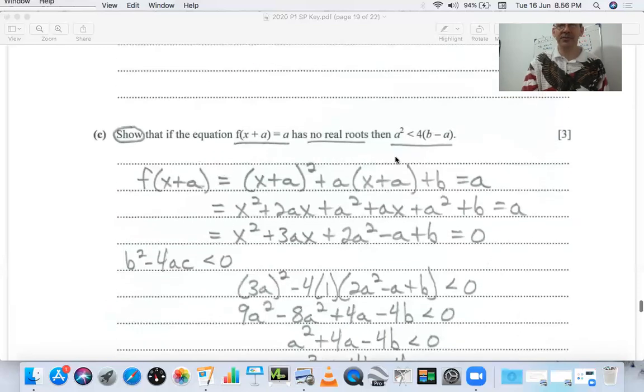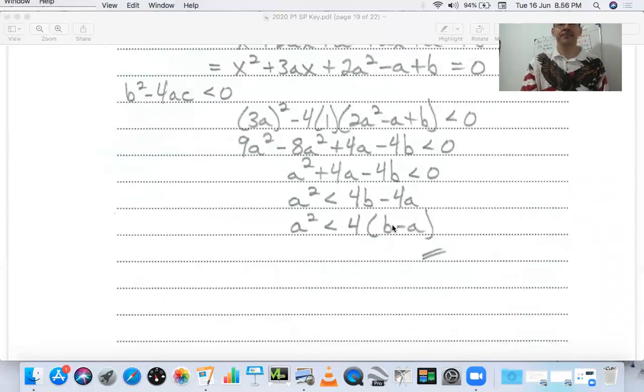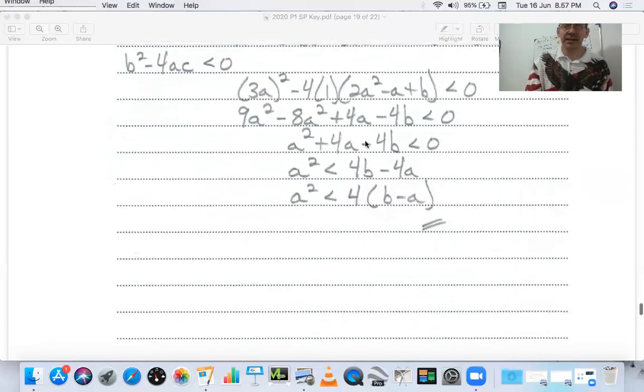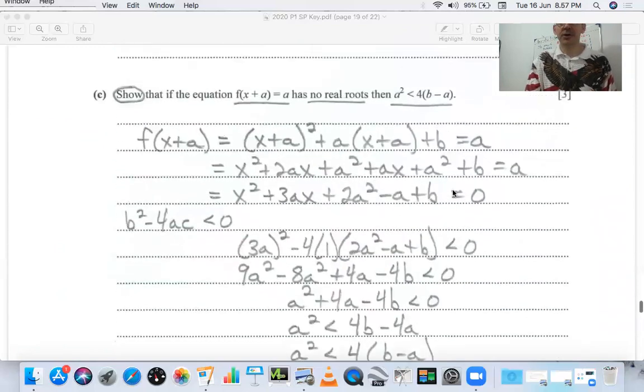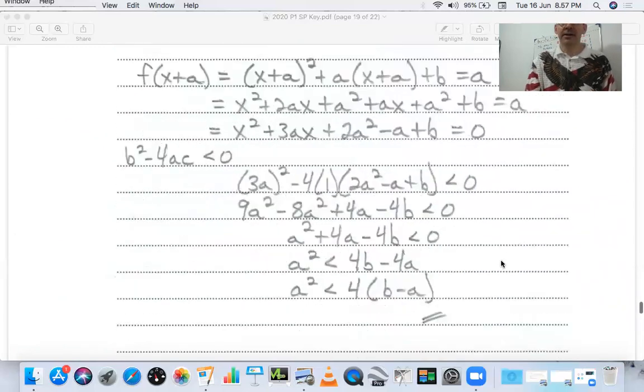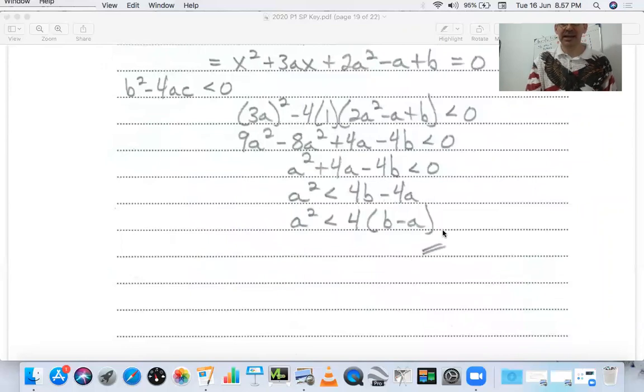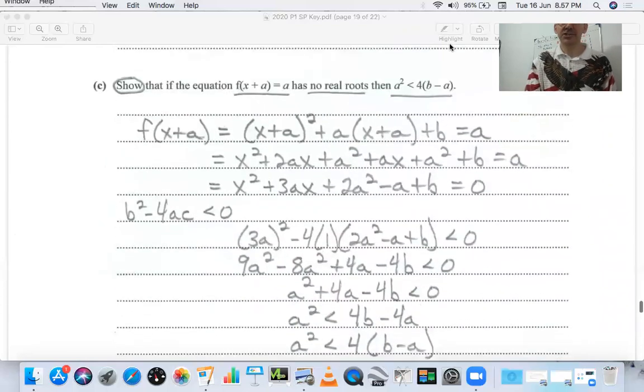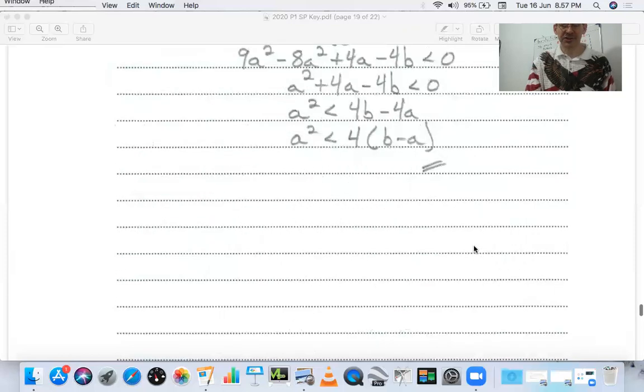And notice we want the a squared by itself. Everything else needs to go to the other side. So here we have 4a minus 4b. We're going to move those to the other side. Since our minus 4b moving over becomes positive, I'll put it first. And then minus the 4a, since it's negative, I'll put it second. We factor out the 4 because we see that 4 there and there, and we get the b minus a left over. And we have shown what they wanted us to show.